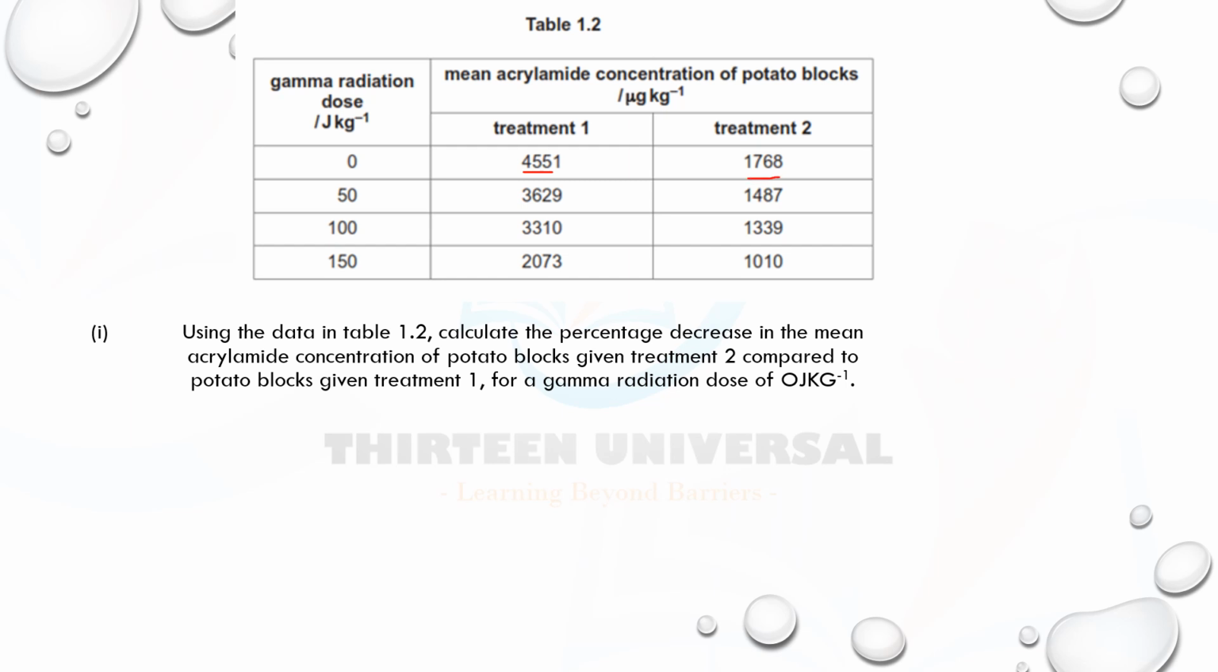What's the percentage decrease from here to here? So that will be 4,551 minus 1,768, all over the original. That's percentage decrease, okay? So the decrease all over the original, which is 4,551.